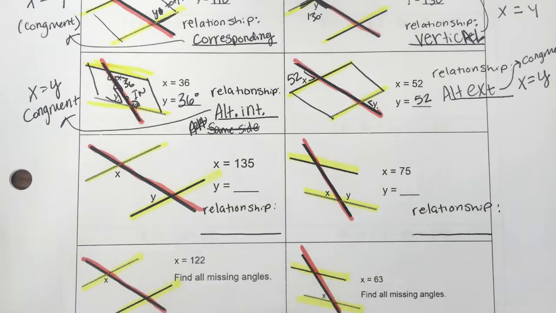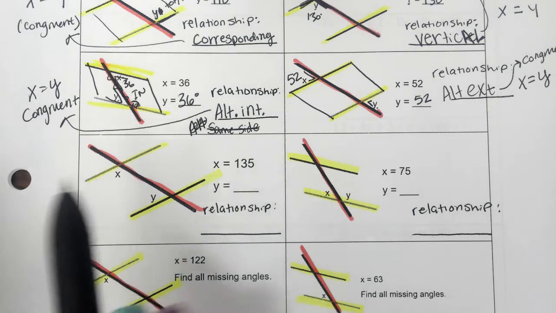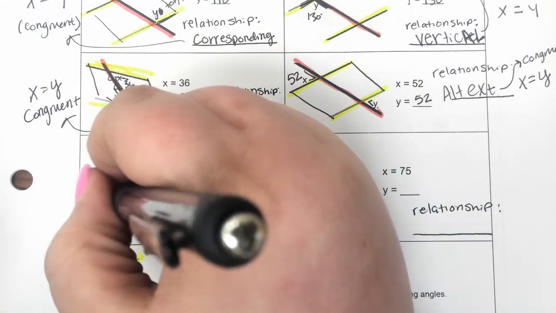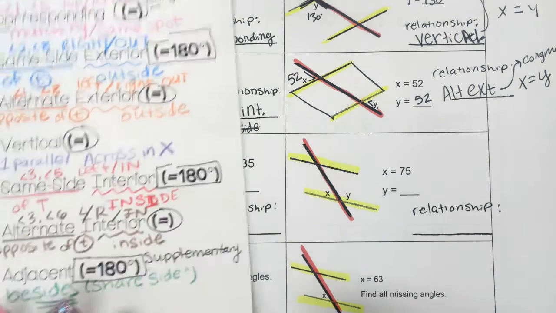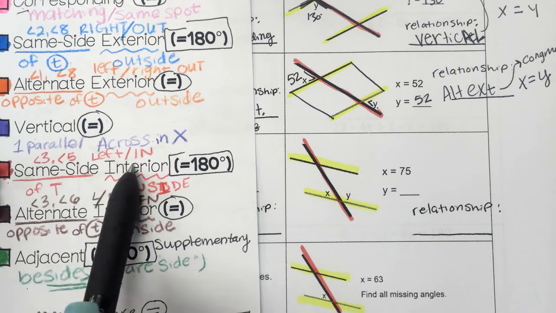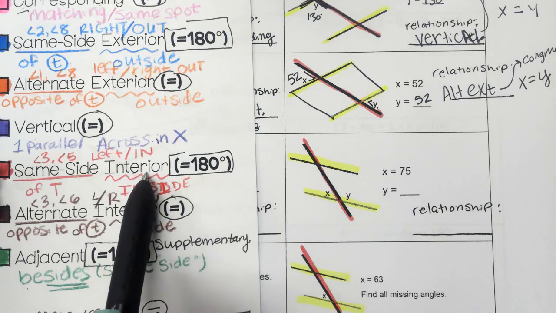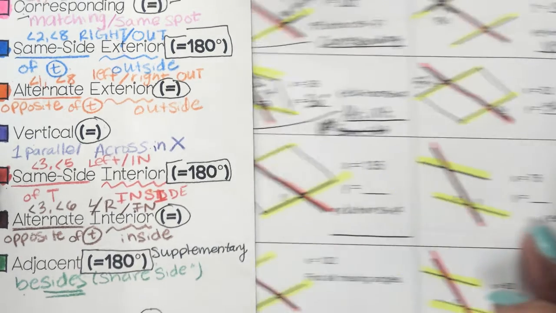Now looking at the third row on the left side, if I close the box between my two parallel lines, x and y are on the inside. So I know I'm working with interior angles. I just have to decide if they're co-interior, on the same side of the transversal inside the box, or alternate interior, opposite sides of the transversal inside the box.